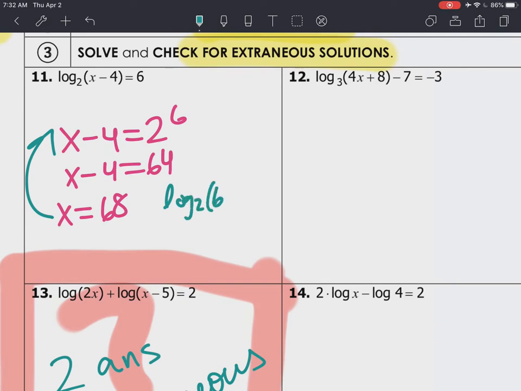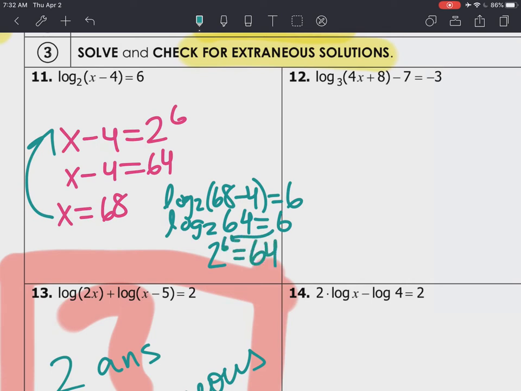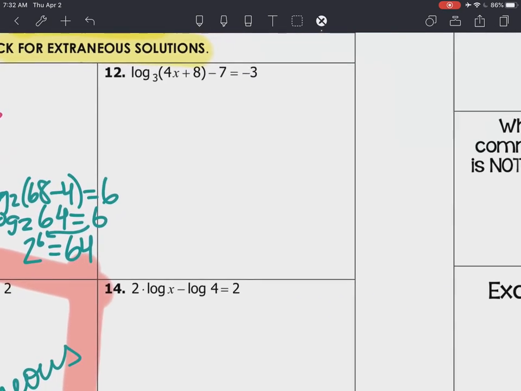So that's going to be log base 2 of 68 minus 4 equals 6. And that is going to be a 64. And don't forget how to convert. The 2 becomes large. You always solve for your exponent and you're evaluating it at 64. And 2 to the 6th power is 64, so your 68 is correct.